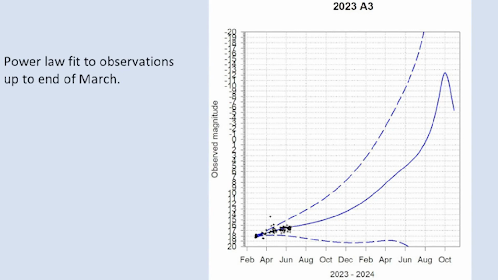By the end of March, things are settling down a little bit. It still looks like the comet might be really bright, but still the error bars are huge, brighter than the sun or not visible in the largest telescopes.